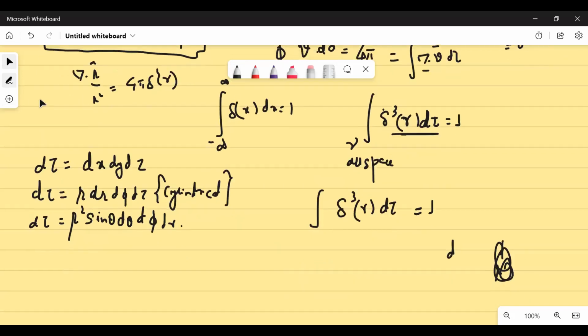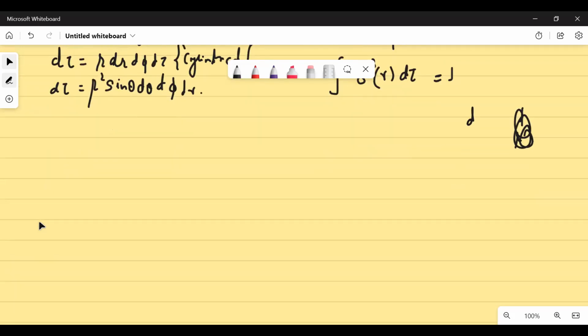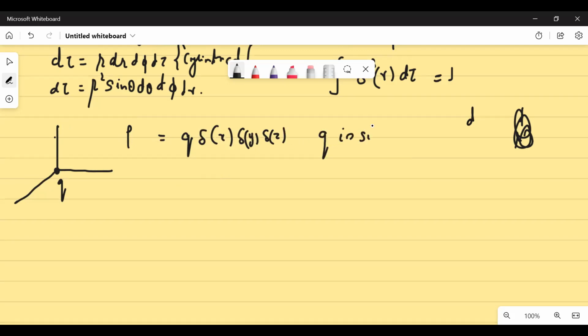So I'll take an example and make you understand what I want to say. If you have a charge at the origin, how would you write this particular quantity? You will say my charge, volume charge density. How would you write the volume charge density of this point charge? You'll write Q times Dirac X, Dirac Y, and Dirac Z. It suggests that your Q is situated at X equal to 0, Y equal to 0, and Z equal to 0, isn't it?